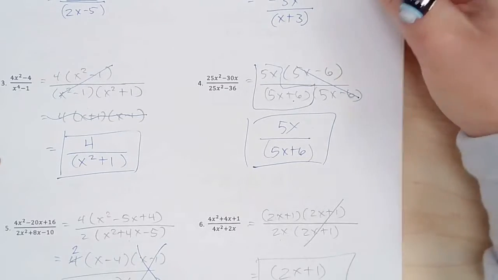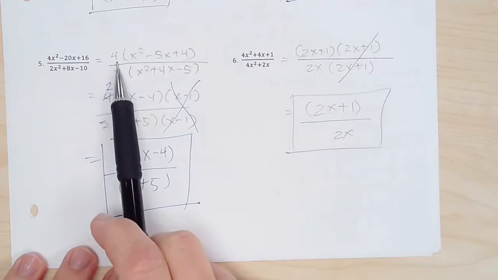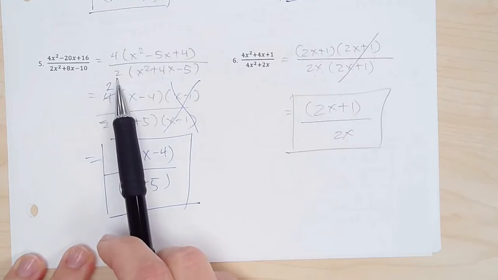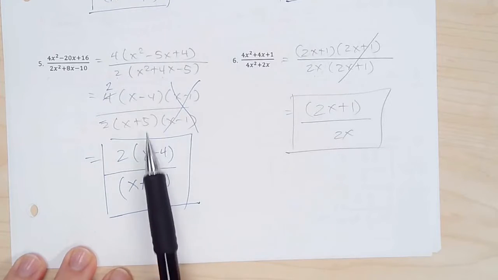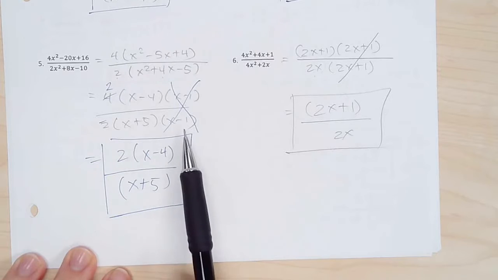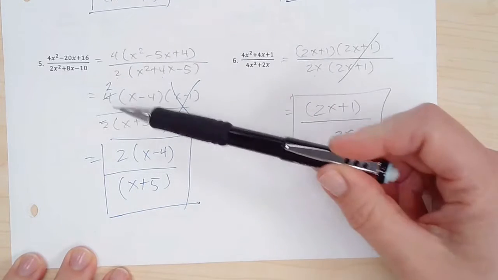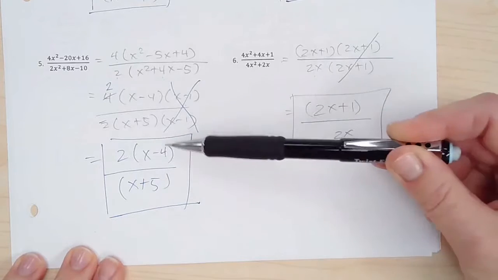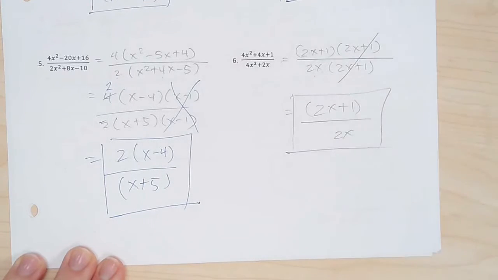Number 5, factor out the greatest common factor from the numerator first. That's a 4. Take out a 2 from the denominator. Then factor the trinomial in the numerator separately from the denominator. X minus 4, x minus 1, x plus 5, x minus 1. The x minus 1 simplify, and 4 divided by 2 is 2. You end up with 2 quantity x minus 4 divided by the quantity x plus 5.